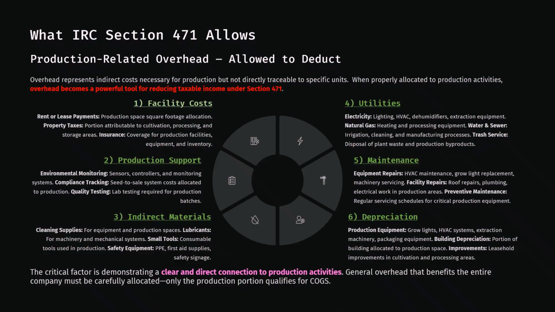Then you've got repair and maintenance. This includes routine upkeep on your extraction equipment, packaging machines, irrigation systems, or HVAC. Again, the key is they must relate to the production environment, not your dispensary showroom. Then you've got depreciation. This is a big one. If you've invested in grow lights, HVAC systems, extraction rigs, trimming machines, racking, or tables for cultivation, you can depreciate those costs over time. And if they're used for production, that depreciation gets absorbed into inventory and reduces taxable income.